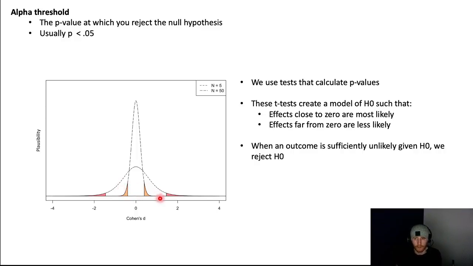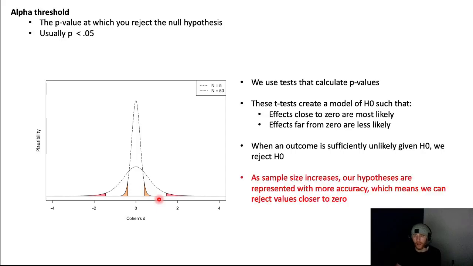So if we were to get a d of 1, if we had recruited 5 participants, we couldn't rule it out. We couldn't reject the null hypothesis. It's still somewhat likely given our model of the null. However, if we had recruited 50 participants, now it's really unlikely given our model of the null hypothesis with 50 participants. Okay, so that is the logic behind the p-value. Ultimately, as sample size increases, our hypotheses are represented with more accuracy, which means we can reject values closer to 0.